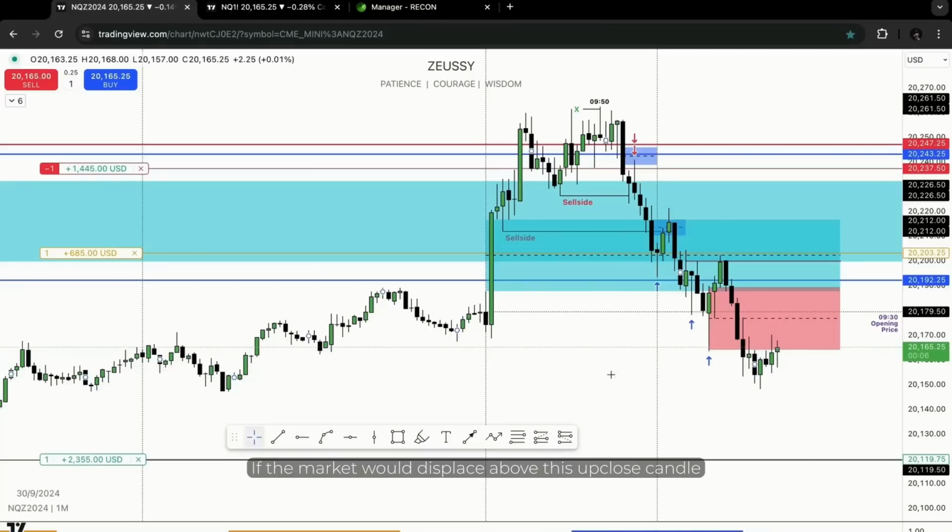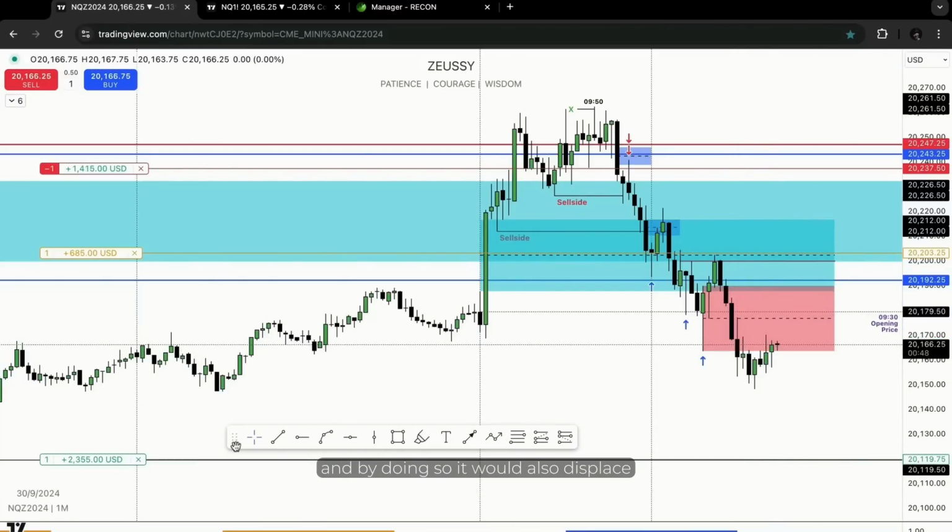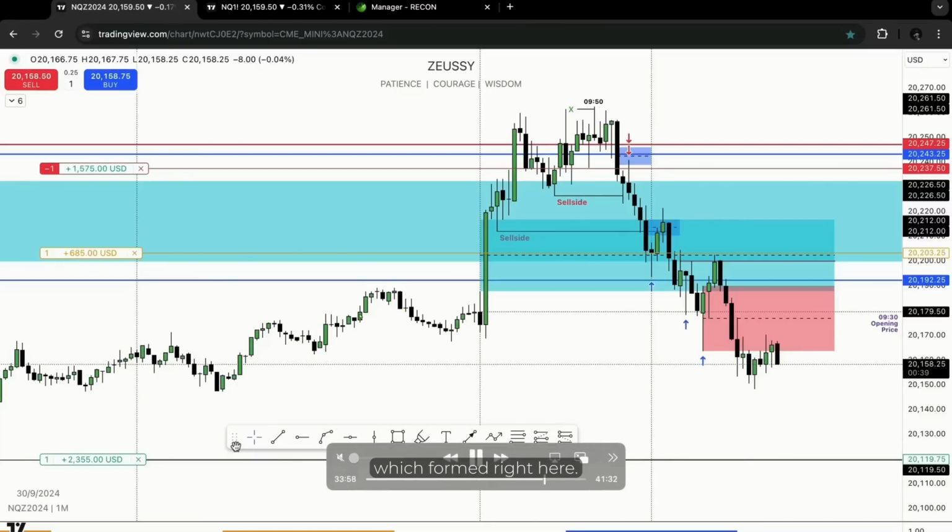If the market would displace above this up-close candle, I would cut the trade. I did not want to see the market displace above this up-close candle, and by doing so it would also displace above the 9:30 open price and this imbalance which formed right here. I wanted to see the market just roll over from this up-close candle.